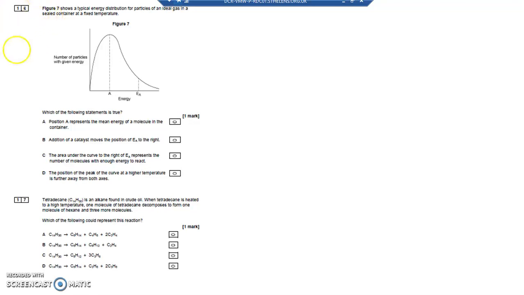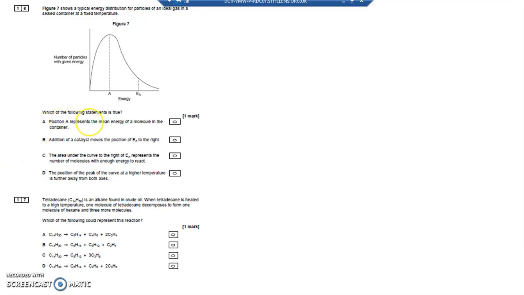Let's have a look at questions 16 and 17. Which of the following statements is true? Position A represents the mean energy. Now, position A represents the energy that most molecules have, coming down from the peak of the curve. The mean energy is slightly to the right of the peak.